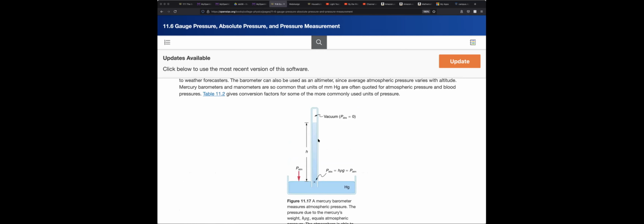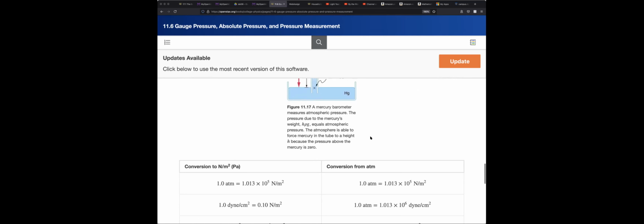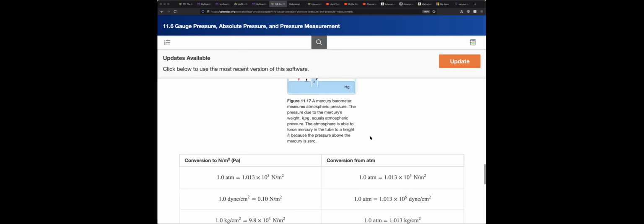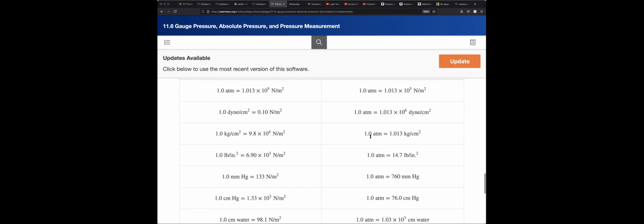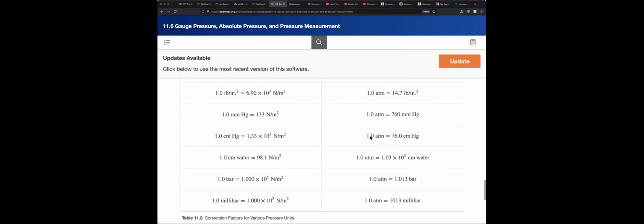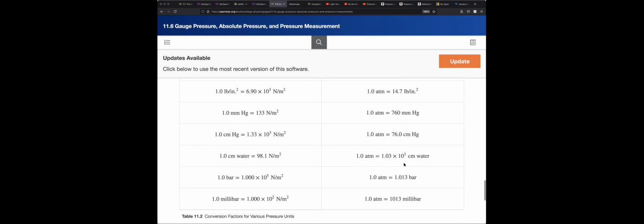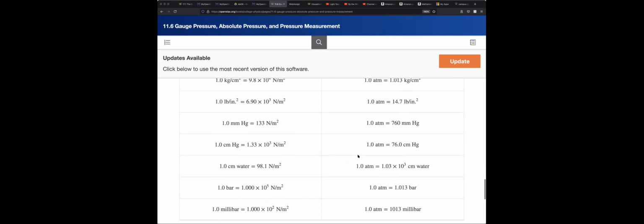They often use this height of mercury, or millimeters of mercury, to determine the pressure in your blood, for example. They also use millimeters of mercury in weather all the time. So this is another way of measuring pressure. And they actually have the conversions here for millimeters of mercury. They also have it for centimeters of water. But millimeters of mercury is right here, centimeters Hg, millimeters Hg.